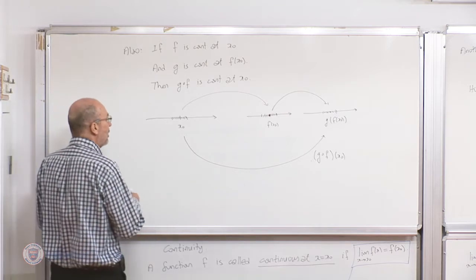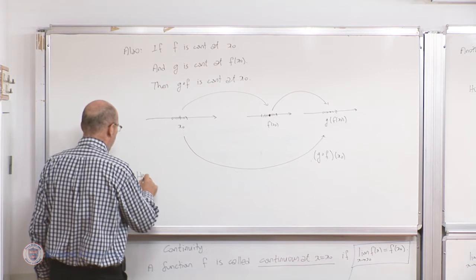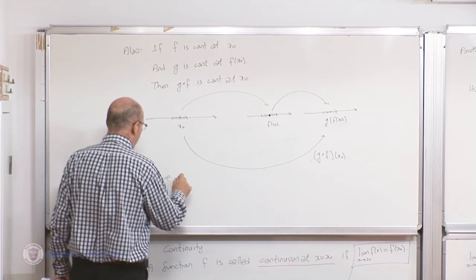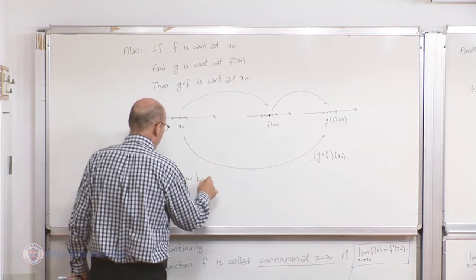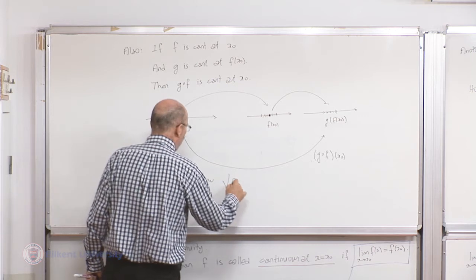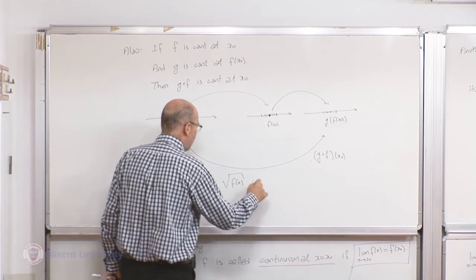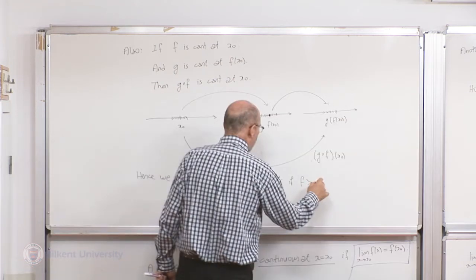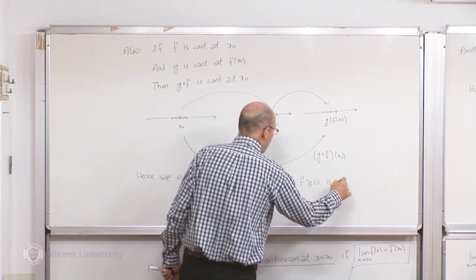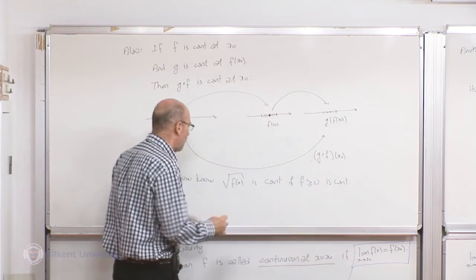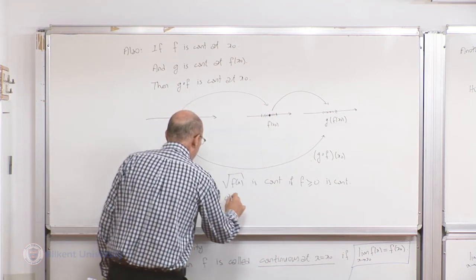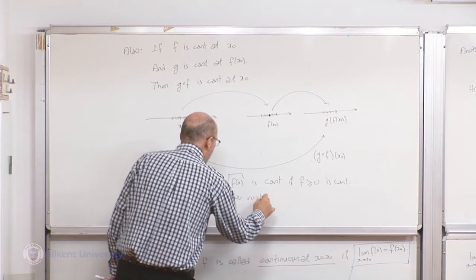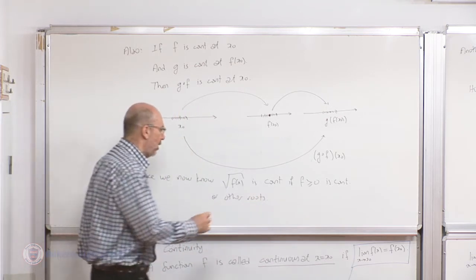Okay, so as a consequence, we now know, for example, that the root of f of x is continuous if f is positive and continuous, or other roots whenever they make sense.